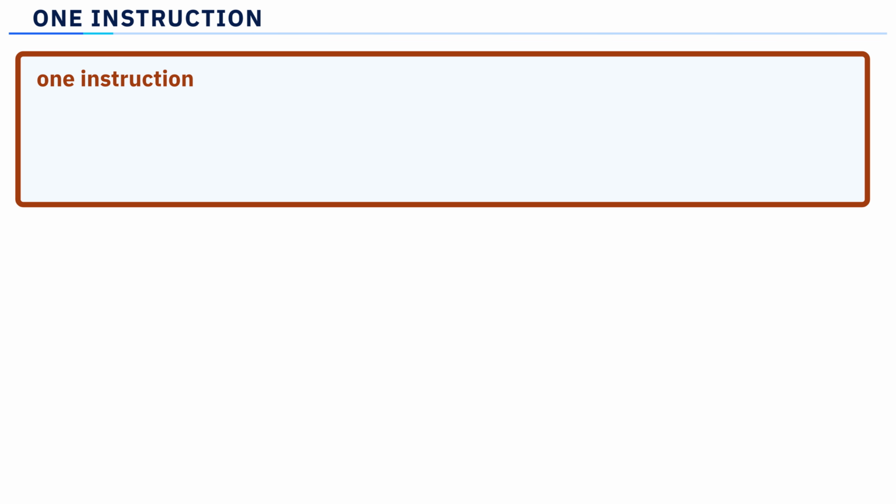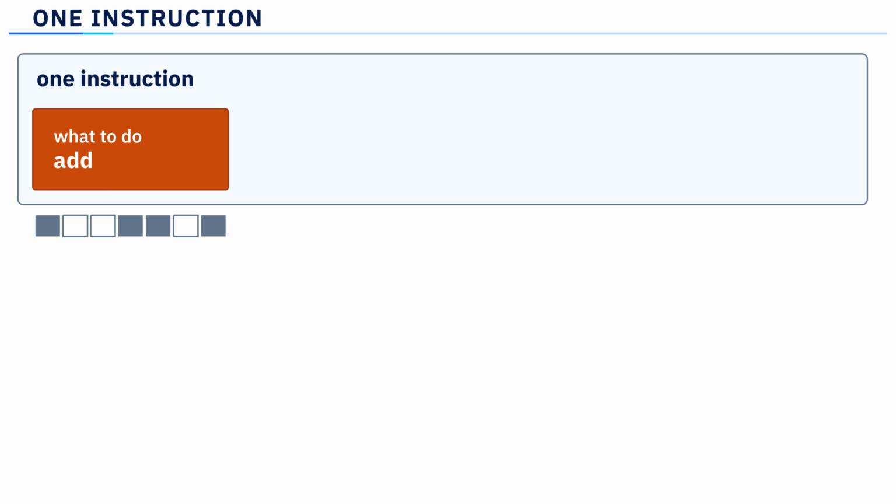This is one instruction. It is the thing a core actually reads and acts on. It is a row of bits. A bit is one digit that is either 0 or 1. On its own, a bit means nothing. What gives it meaning is its position in the row. This group of bits says what to do. Here it says add. Another pattern in the same place would say subtract or compare or load.